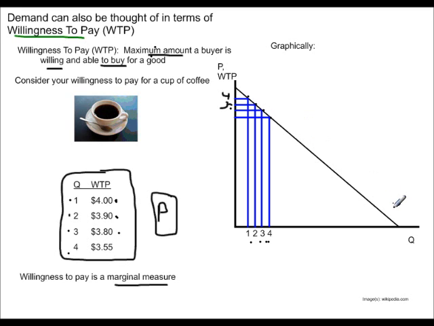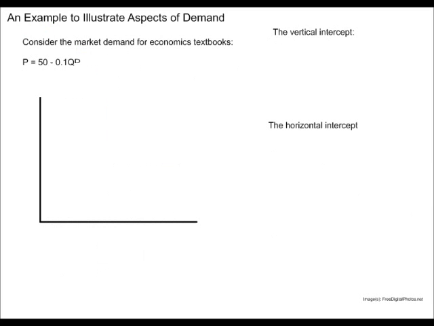We can make a more general statement to say that this demand curve contains two pieces of information. Yes, it tells us for a given price the level of quantity demanded. It also tells us for a given quantity how much consumers are willing to pay for that particular unit. If I looked at a quantity of 3, the demand curve is going to tell me that the willingness to pay for that third cup of coffee is $3.80.